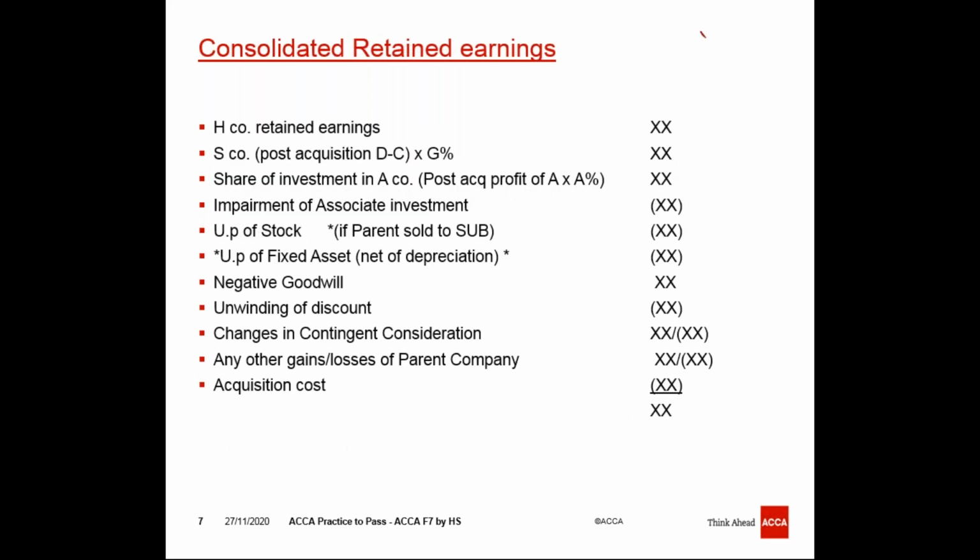Okay, sorry. Then the changes in the contingent consideration, as we have discussed previously, should be recognized as an income or expense. Any gains or losses of a parent company related to the other investments under IFRS 9, if they are measured at fair value through P&L, will be reported here. An acquisition related cost must be charged as an expense. So if you remember this slide, your retained earnings will be 100% correct.